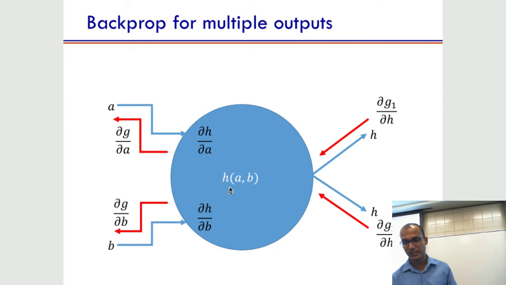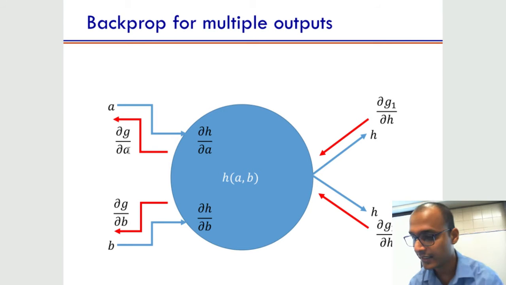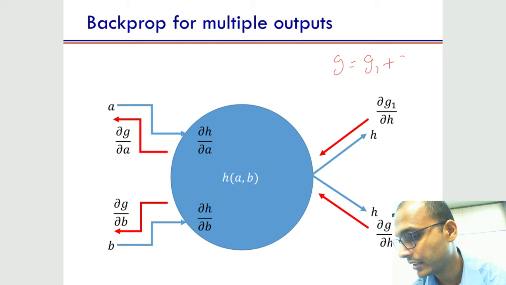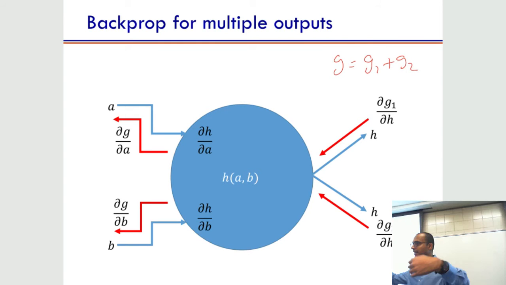So here's another example. Let's say the local node is h of a comma b, with two inputs, and that h output is being used in two different places, eventually leading to some final thing. So there may be two incoming gradients, from two different branches of the downstream computation. What you do first is add these two incoming gradients together, and then multiply with the local gradient to get the gradient of the final g with respect to a. All I'm saying is, let's say g is equal to g1 plus g2. That means there are two gradient paths coming back to this node, so you just add them together, multiply with the local gradient, and pass it back.